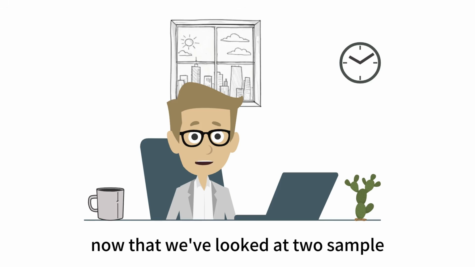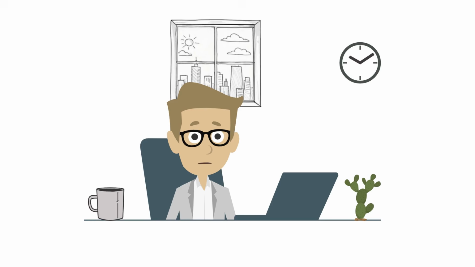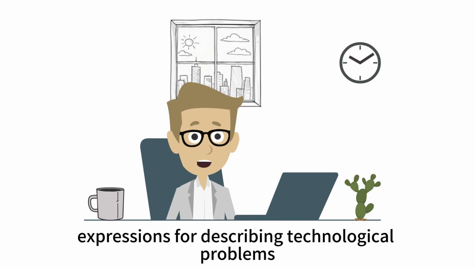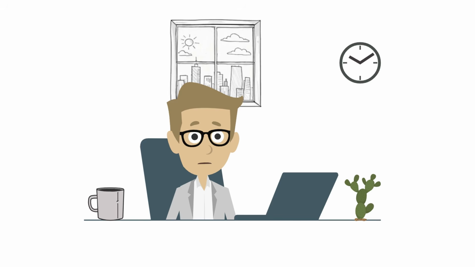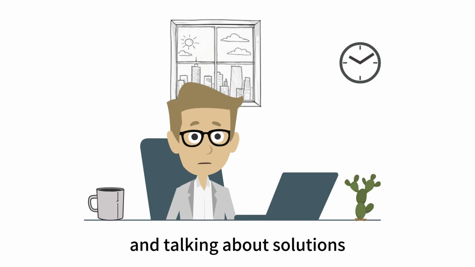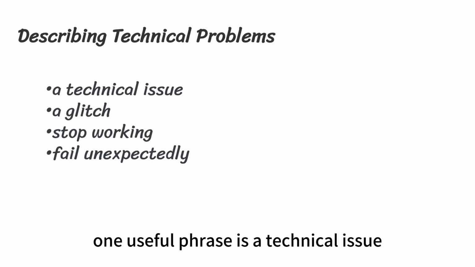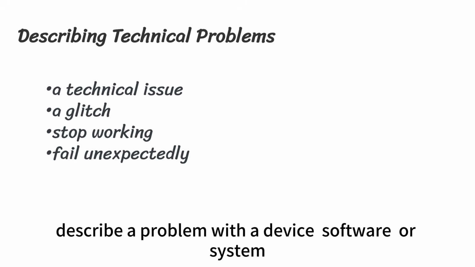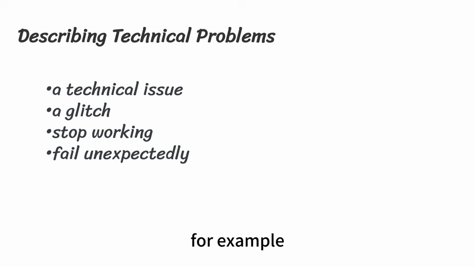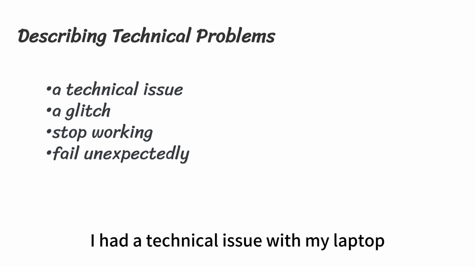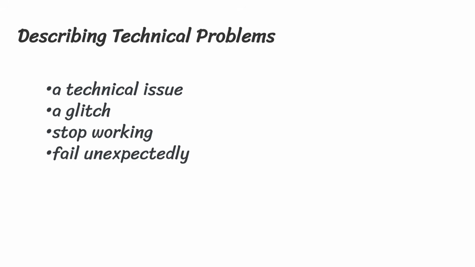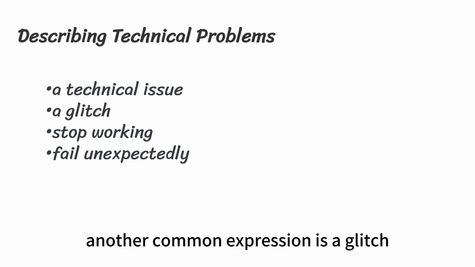Now that we've looked at 2 sample responses for this cue card, let's move on to some useful vocabulary and expressions for describing technological problems, explaining challenges, and talking about solutions. One useful phrase is a technical issue, which is a general and natural way to describe a problem with a device, software, or system. For example, you could say, I had a technical issue with my laptop right before an important presentation. Another common expression is a glitch.